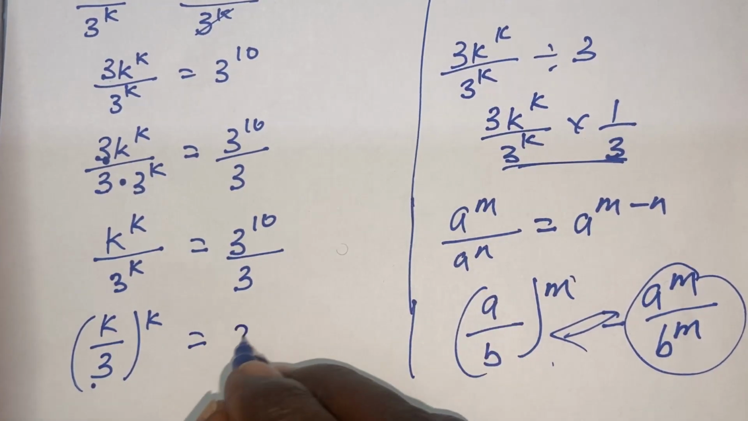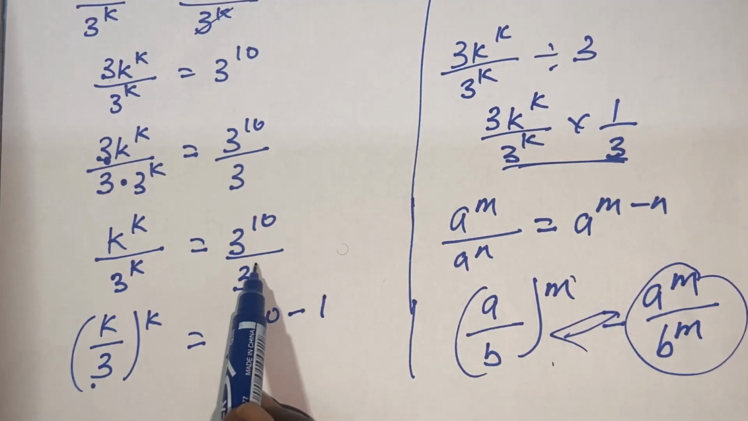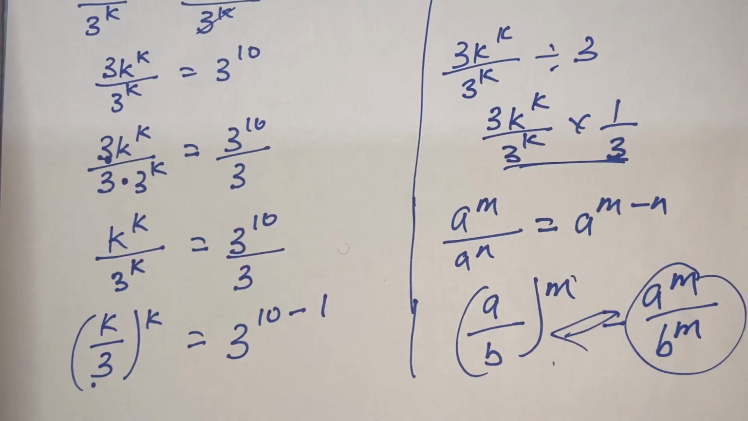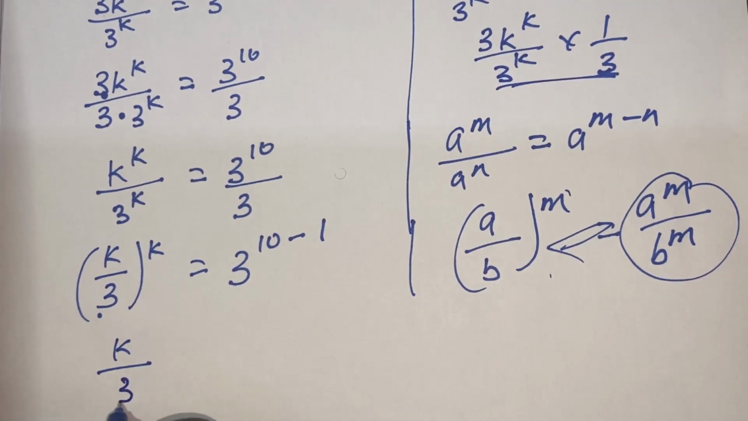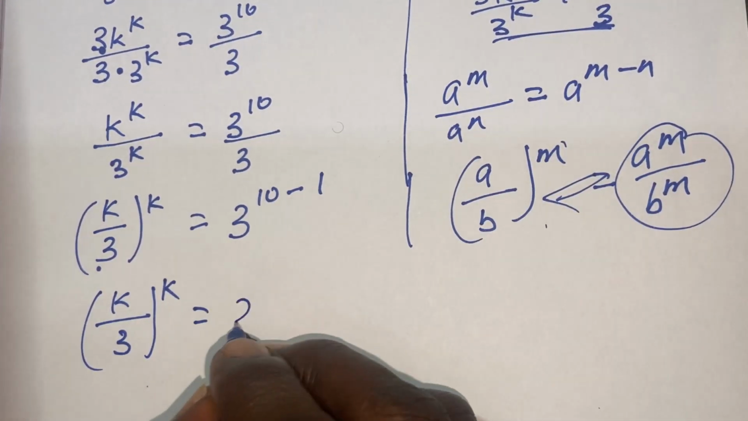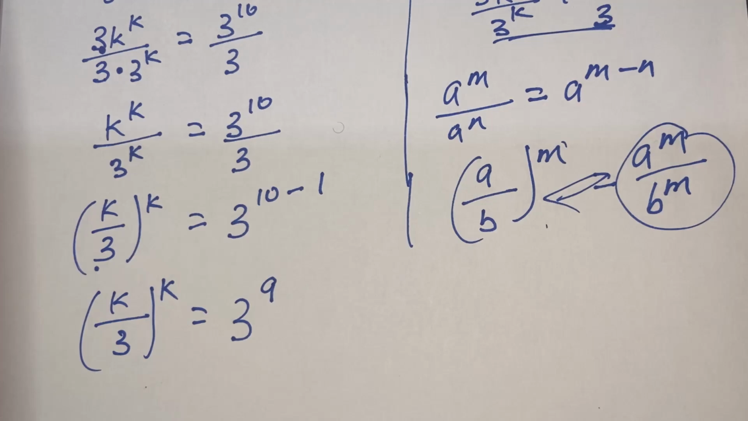This is equal to 3 to the power 10 minus 1. This has a power of 1. So when we are dividing, we subtract the exponent. From here, I have k over 3 all to the power k is equal to 3 to the power 9. Now 3 to the power 9, this is what we are having.